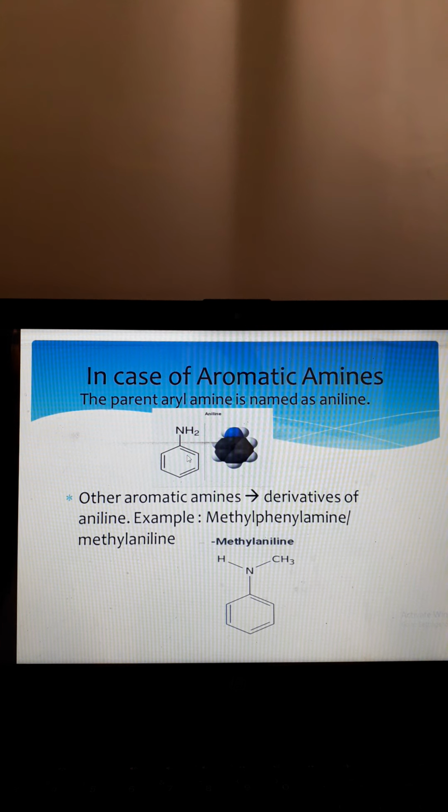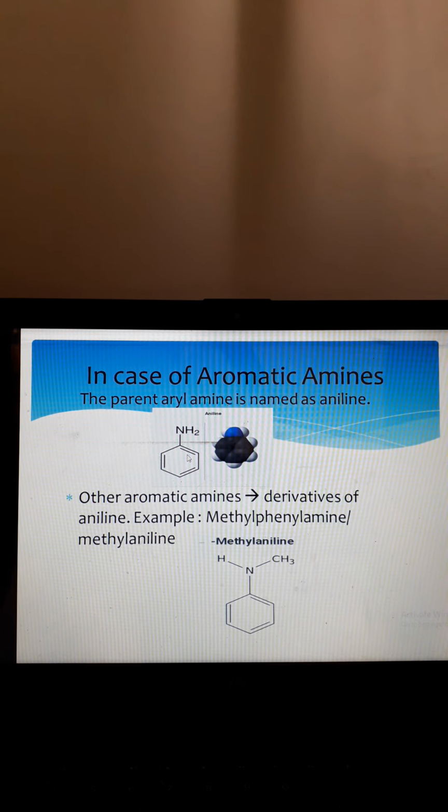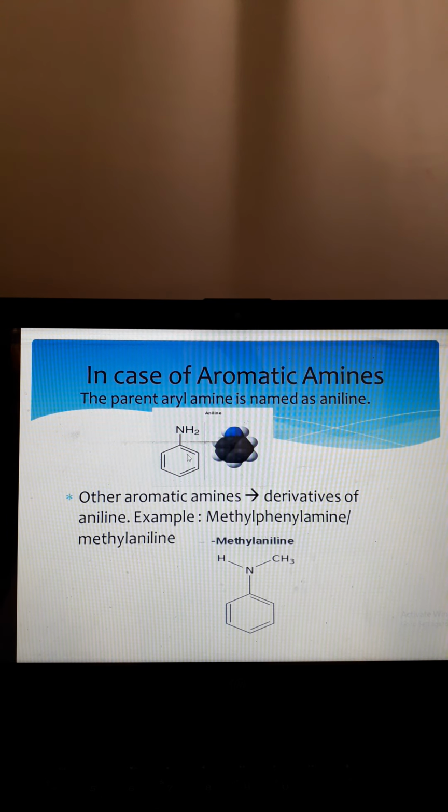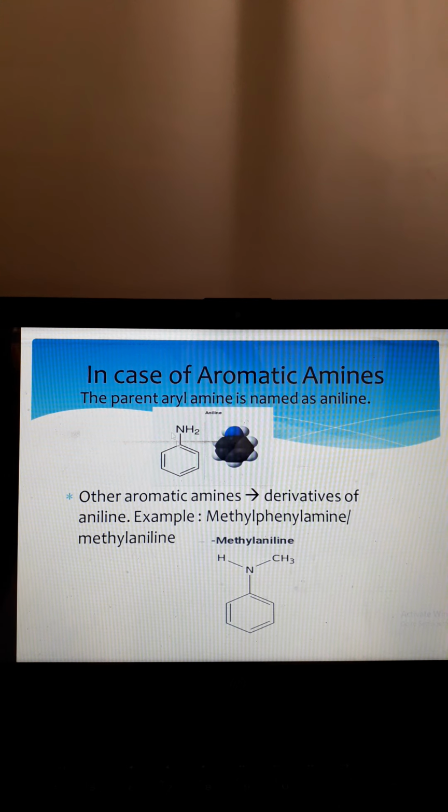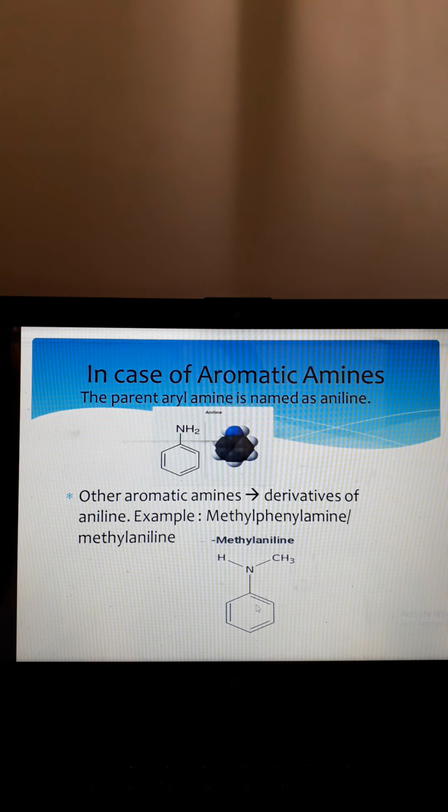If other aromatic amines are there, we call them derivatives of aniline. That means they came from the parent aryl amine, and the parent aryl amine is aniline. An example is given: methyl phenylamine or methyl aniline. Since we can use either phenylamine or aniline, here you can see we have said methyl since one methyl group is attached to the nitrogen, and the aromatic ring is attached to the nitrogen directly. So the name becomes methyl aniline.